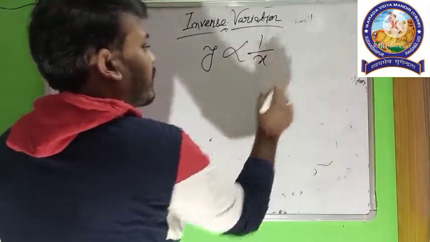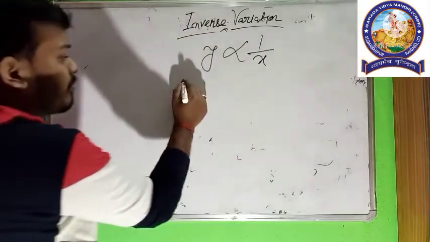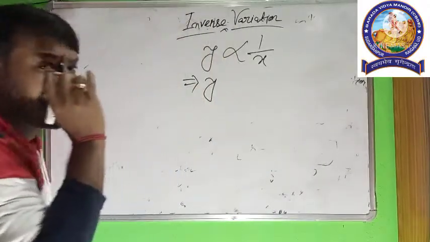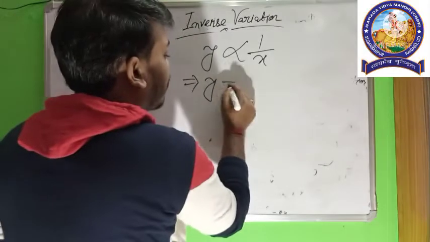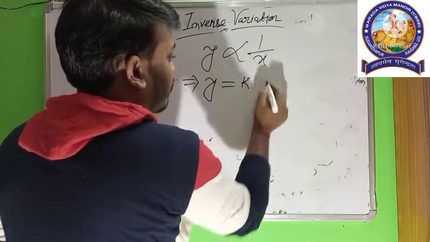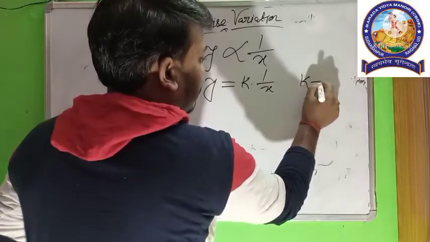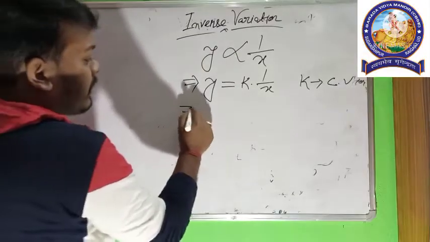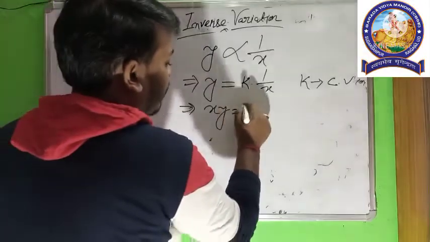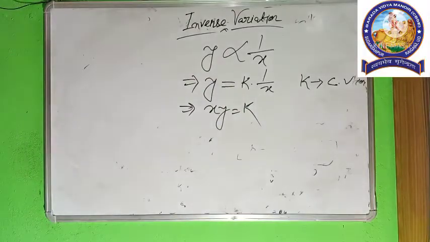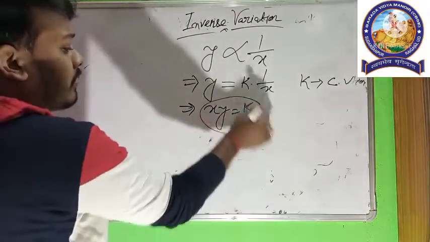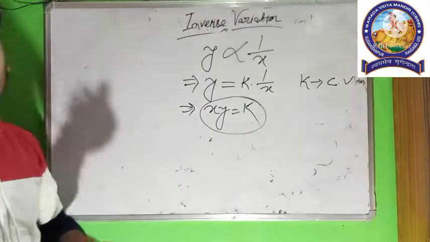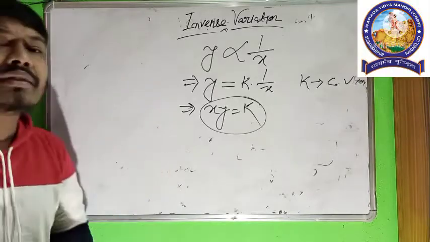That means y is proportional to 1 by x, which implies y equals, in place of the proportional symbol, it can be replaced by an equal to and a constant k, 1 by x, where k is a constant of variation. Okay. If we multiply here, xy equals k. That means in case of inverse variation, the product of the variables remains the same, constant.